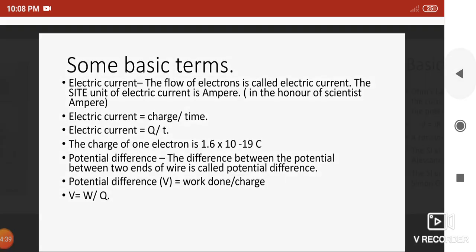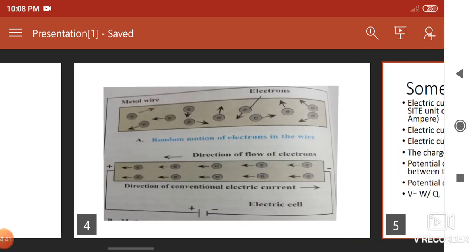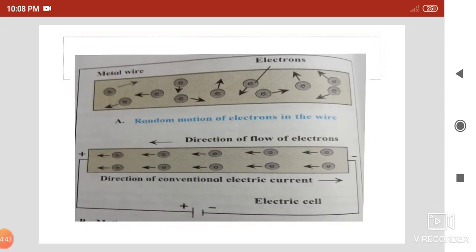Now the second point, the potential difference. Come back to the previous figure, where you can see a wire connected to the cell. The cell has positive and negative ends. Positive means high potential and negative means low potential. The difference between this high and low potential is called potential difference.